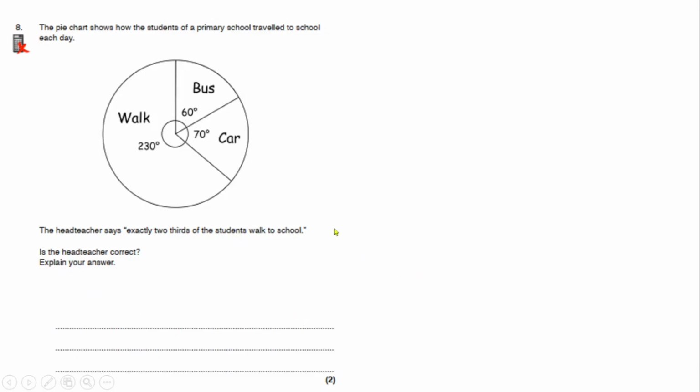So let's verify that. The sum of the angles is 360 degrees, and this angle represents walk. So let's find 2/3 of 360 degrees. 3 goes into 360 120 times, times 2, that gives us 240 degrees. And you can see that 240 does not correspond with 230 degrees. So 240 is not equal to 230 degrees. So the head teacher was incorrect, he was wrong about his statement. So that's the solution to that question.